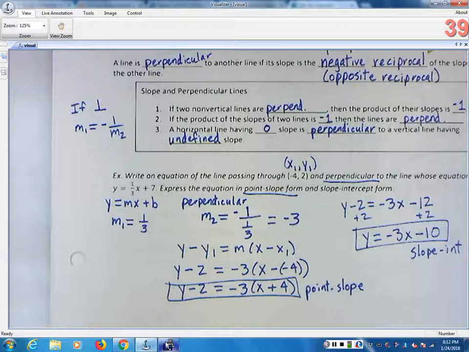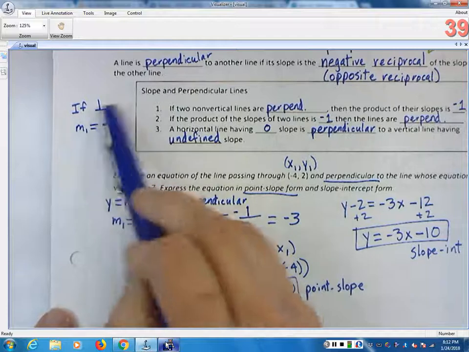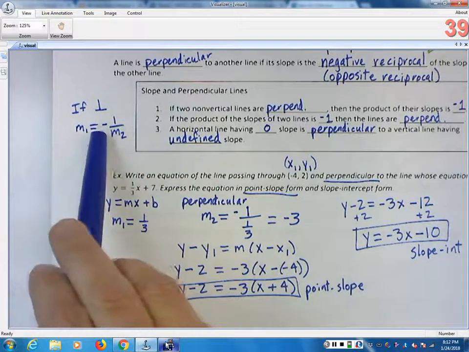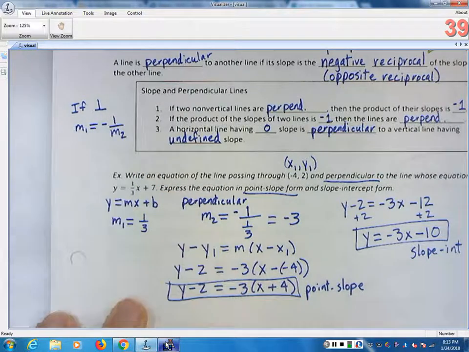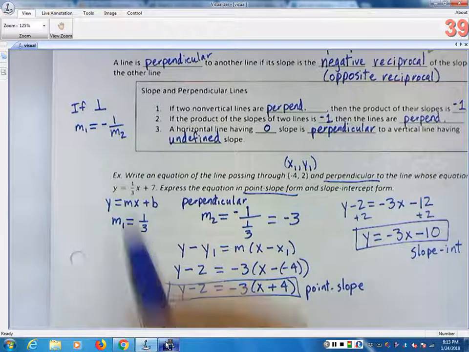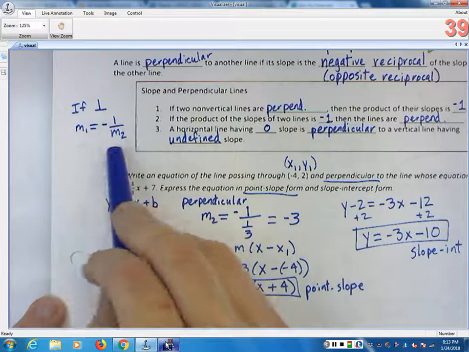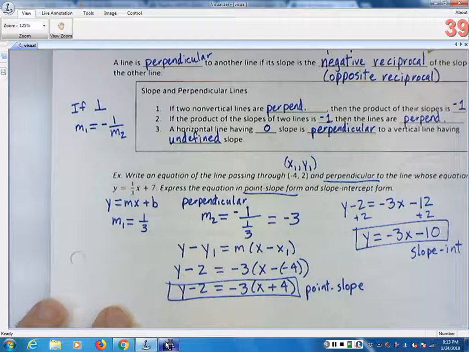I just made a perpendicular symbol. If they're perpendicular, m1 is the opposite of 1 over m2. That's what opposite reciprocal means. Or if you multiply these two slopes together, you're going to get -1.